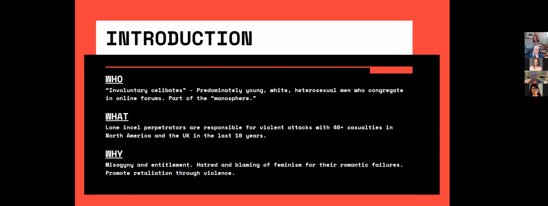Now, historically, misogynistic and anti-feminist violence against women has long existed, but the internet has provided a new way for isolated and resentful men to connect. Congregating mostly online, self-proclaimed incels frequently threaten violence against women as retaliation for their own situations, and lone incel perpetrators are responsible for violent attacks with as many as 40 to 50 casualties in North America and the UK in just the last 10 years.